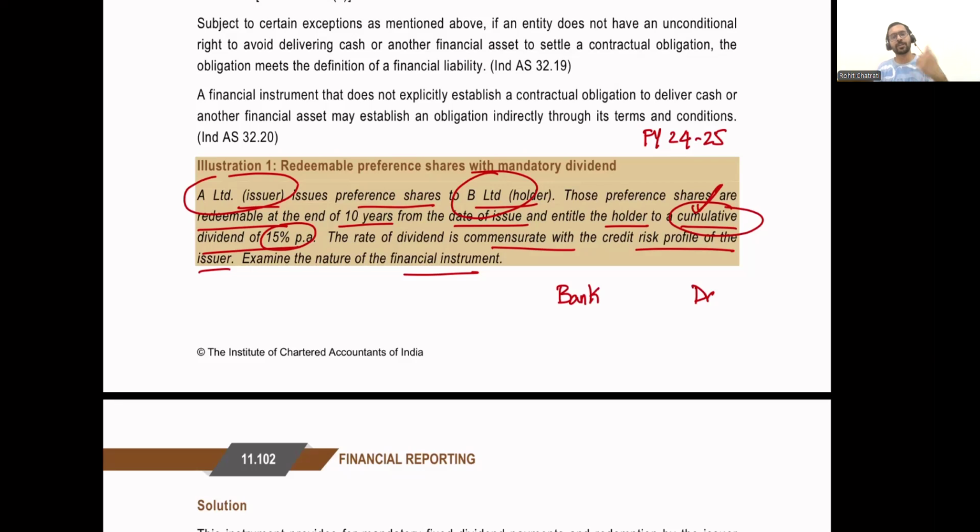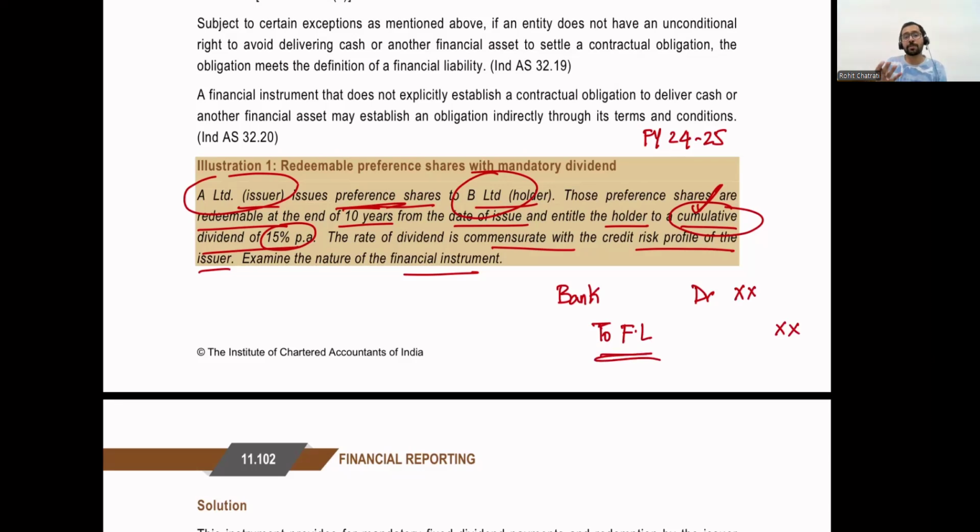If it skips making the payment in the first year, it cannot avoid the payment for FY 24-25. It will have to make the payment for 24-25 also in the next financial year. So analyzing these two characteristics, the entity actually has an obligation to pay cash to B Limited. A Limited has an obligation to pay cash to B Limited, and therefore these preference shares will be classified as a liability. So the journal entry will be bank account debit to financial liability. Whatever money you're receiving, you are going to credit it to a financial liability.